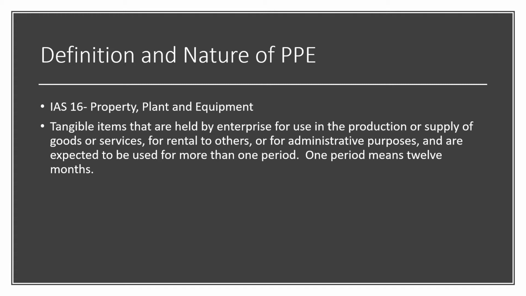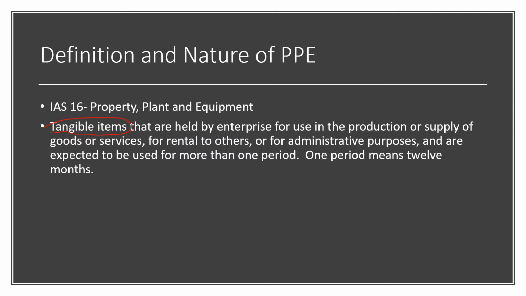In the context of the standard, one period means 12 months. So for property, plant, and equipment, the expectation is that we're going to use the asset for more than 12 months. Take note that to be part of property, plant, and equipment, it should be tangible items.